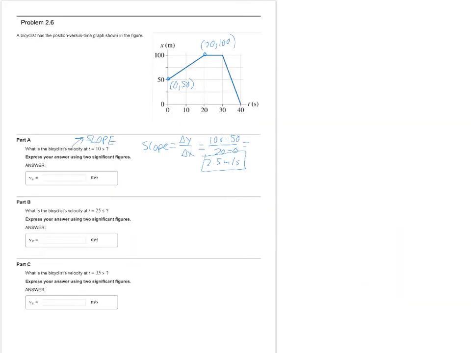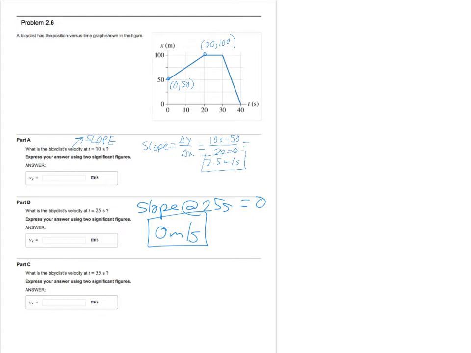Moving on to part B here, we're just going to make it a little bit smaller. We want to know the velocity at 25 seconds, so that is right in here. Once again, that is going to be the slope. This one we don't even need to calculate though, because the slope at 25 seconds is 0. There is no slope, that's a horizontal line, so our velocity is simply 0 meters per second.